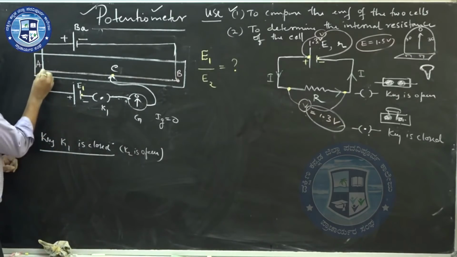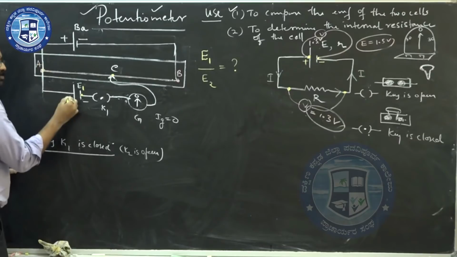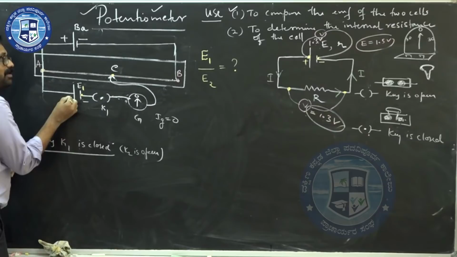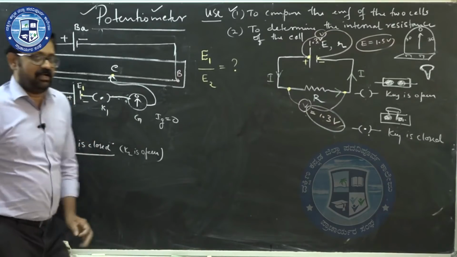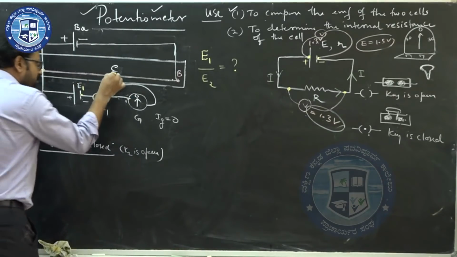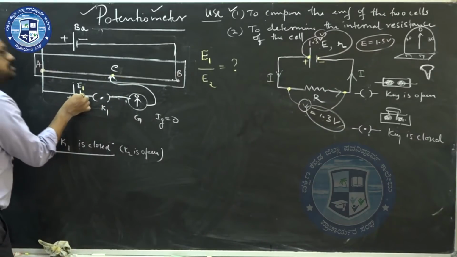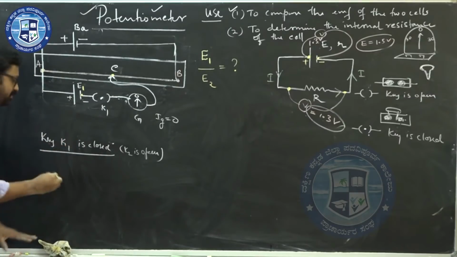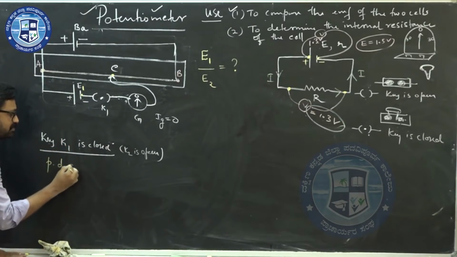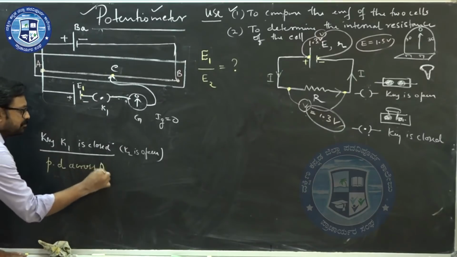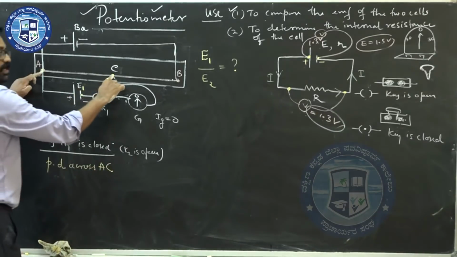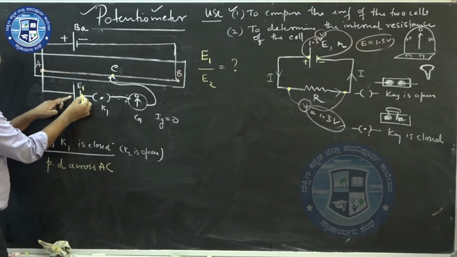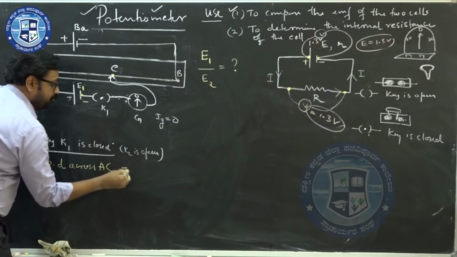Similarly, at the other side, is there any conducting path between A and the positive terminal? Yes. Do you have a current? No. Indicating that A and the positive terminal of the battery are at the same potential. I said C and the negative terminal of the battery are at the same potential. A and the positive terminal of the battery are at the same potential, which indicates that the potential difference across AC is equal to the potential difference across the terminals of the cell.